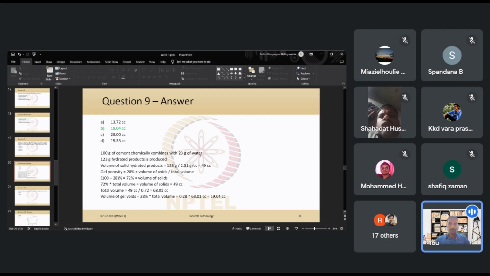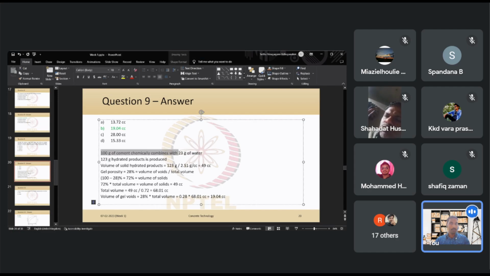So I'll repeat the process that we followed. It is given to us that 100 grams of cement chemically combines with 23 grams of water. So this is the hydration taking place. We know 100 grams is reacting with 23 grams, so it will result in 123 grams of hydrated products, produced at the end of this hydration. We now have the mass of the hydrated product, and we are given the density of the hydrated products. So using that, we can obtain the volume of the solid hydrated product. Dividing the mass by the density, we get the volume of the solid product, which is 49 cc.